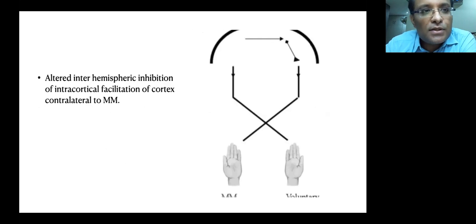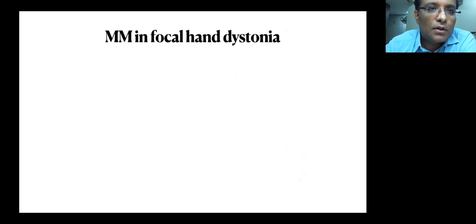The other mechanism is altered intrahemispheric inhibition of intracortical facilitation of the cortex. So this altered inhibition will again cause mirror movement. So by and large, what we see is that all the mirror movements are coming from the opposite cortex. The mechanism may be anything. It may be just transcallosal, it may be intracortical inhibition, but it is coming from the opposite cortex.